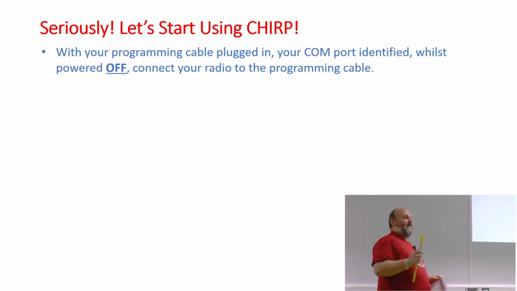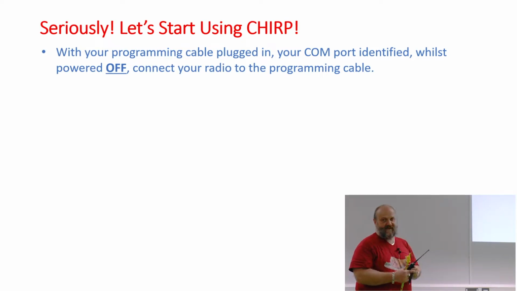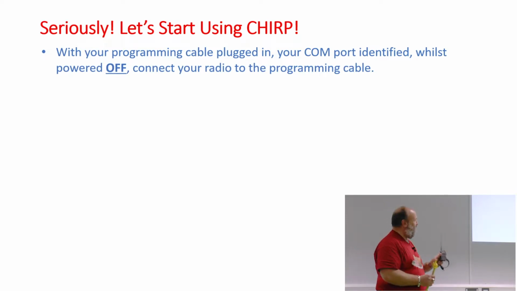So, finally, you've got CHIRP on your machine, you've got your programming lead plugged in, you know where your serial ports are. So the first thing to do is get your radio connected up. This will be connected into your laptop, and you want to connect it up to the radio. Now, when you connect it up, make sure the radio is off before you go plugging it in.